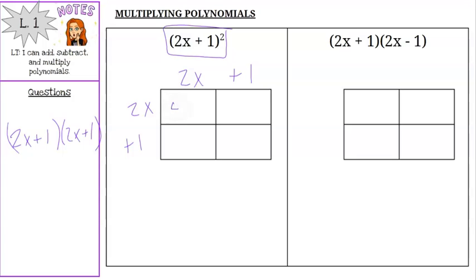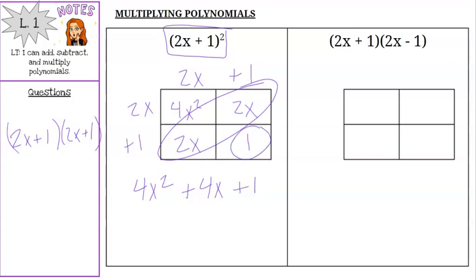2x times 2x is 4x squared. 2x times 1 is 2x. 2x times 1 is 2x. 1 times 1 is 1. Add up those like terms, we get 4x squared. 2x plus 2x is 4x. And then we have that positive 1.